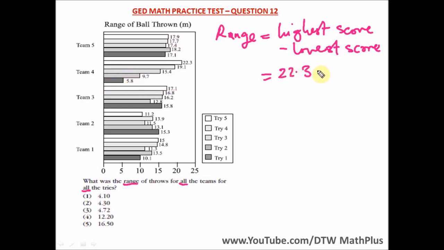So 22.3 minus 5.8 will give us 16.5. The answer is 16.5. We can just add a zero here, since there's a zero added to our answer. So our answer is option 5.